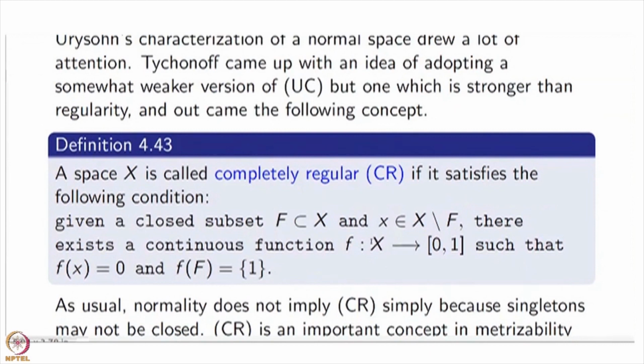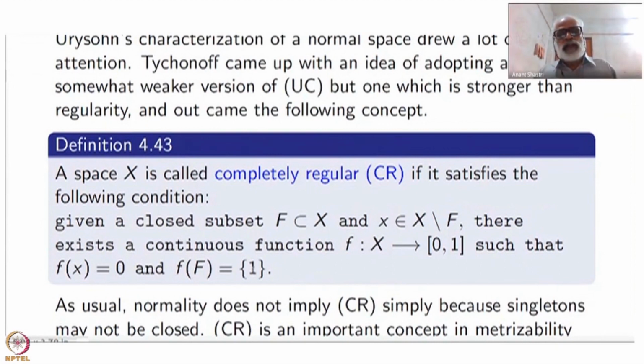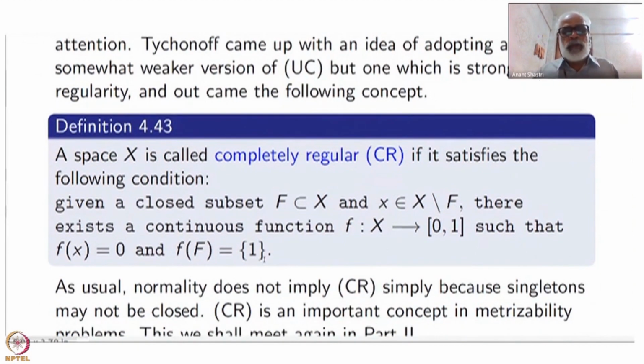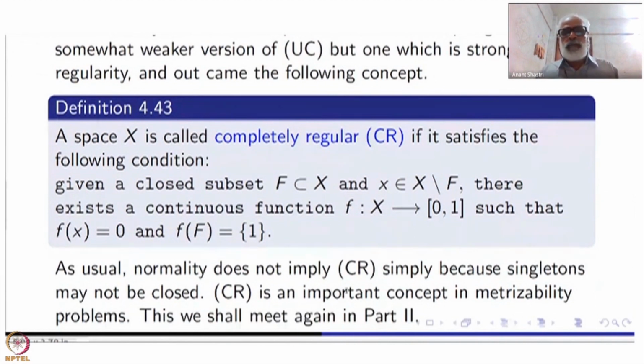Then instead of open sets and so on, now you have a function. There exists a continuous function f from X to [0, 1] such that f(x) is 0 and f of capital F is 1. So this is a perfect mixture of the regularity condition and Urysohn's criterion. Such a thing is called a completely regular space. As usual, normality does not imply complete regularity simply because singletons may not be closed.